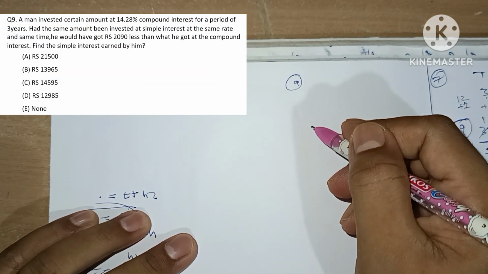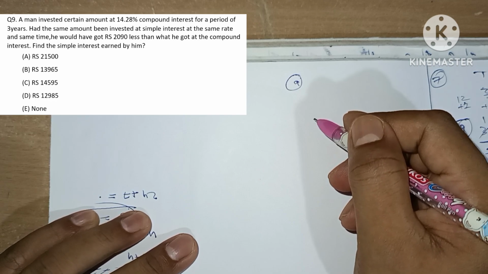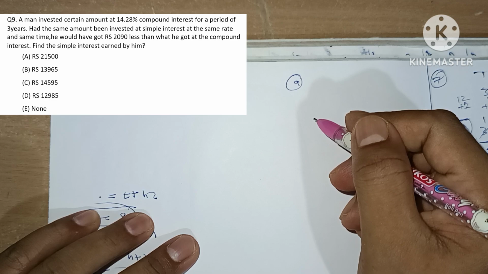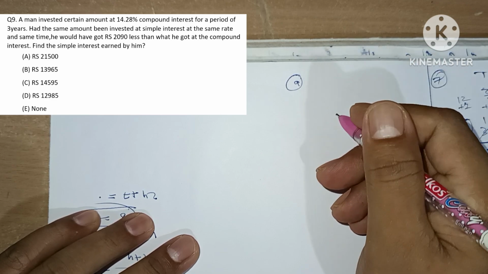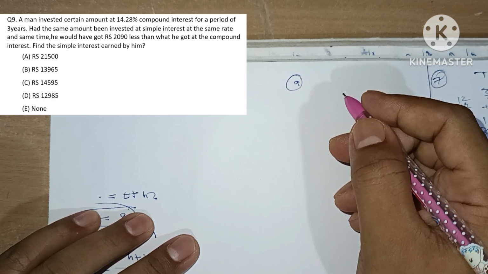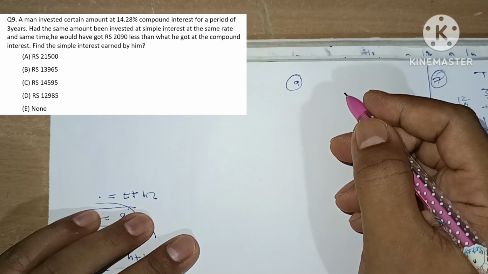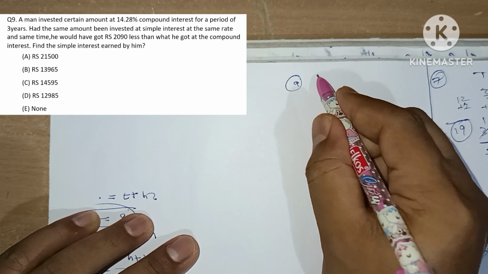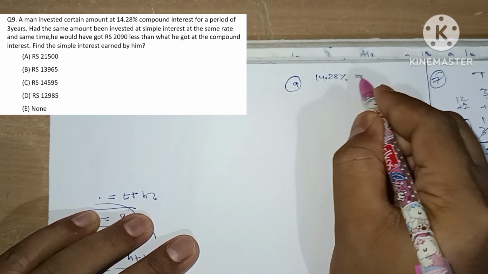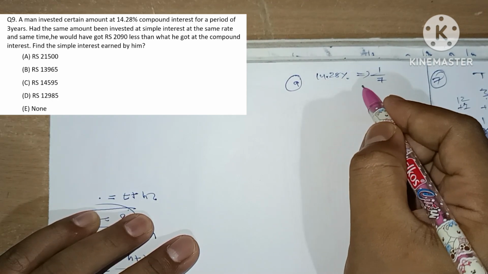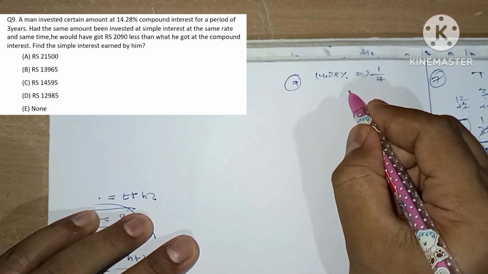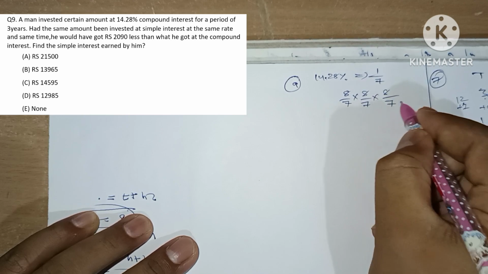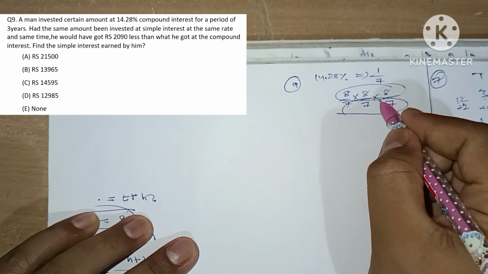A man invested a certain amount at 14.28% compound interest for a period of 3 years. Had the same amount been invested at simple interest at the same rate and same time, he would have got 2090 less than what he got at the compound interest. Find the simple interest earned by him. Given that 14.28% is nothing but 1 by 7. So 1 by 7 means for compound interest you get 8 by 7 for 3 years. So this is the principal and this is the compound interest.